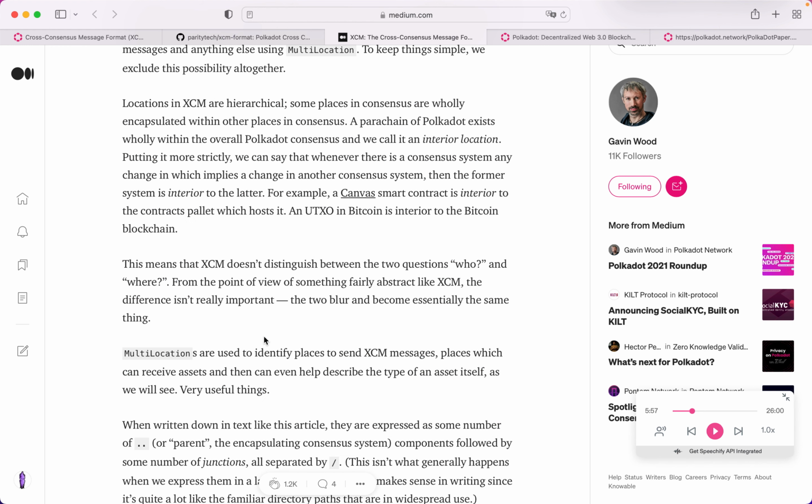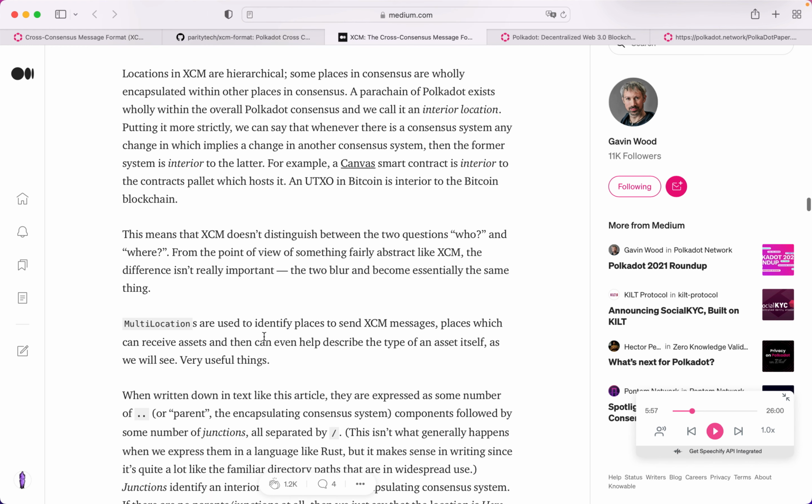Locations in XCM are hierarchical. Some places in consensus are wholly encapsulated within other places in consensus. A parachain of Polkadot exists wholly within the overall Polkadot consensus, and we call it an interior location. Putting it more strictly, we can say that whenever there is a consensus system, any change in which implies a change in another consensus system, then the former system is interior to the latter. For example, an ink! smart contract is interior to the contracts pallet which hosts it, and a UTXO in Bitcoin is interior to the Bitcoin blockchain.